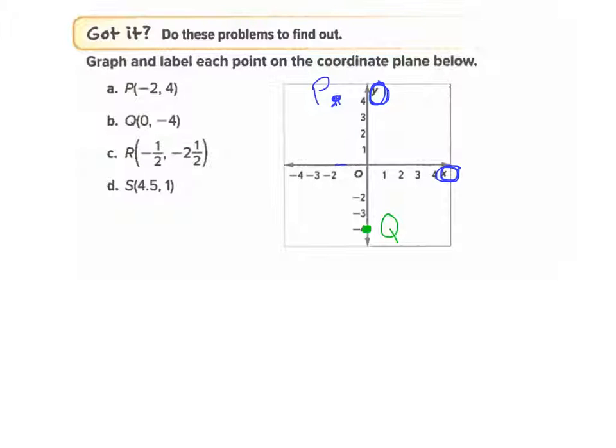Next one, point R, -1/2, -2 1/2. So for our fractions and our decimals, you'll have to do a little bit of estimating. My first number is -1/2, so that's my x. That's going left and right. So I'm going to go left to -1/2. So right about in there. And then I'm going to go down to -2 1/2. Second number is my y. Negative means go down, so I'm going to go down 2 1/2. It's going to be in between -2 and -3, and that's where I'm going to place my point R. So I went left half of a spot to -1/2, and then down 2 1/2.